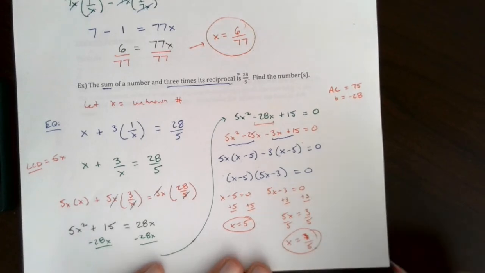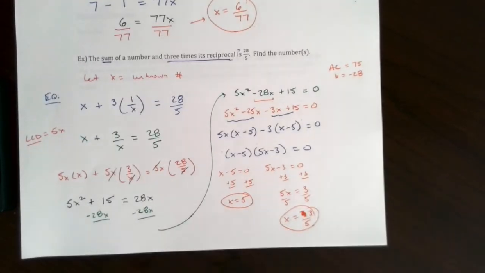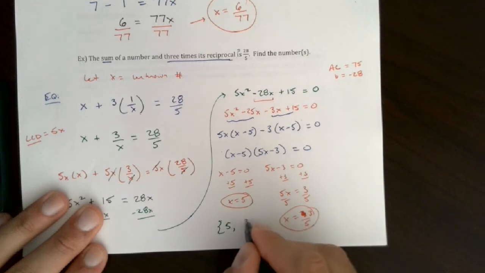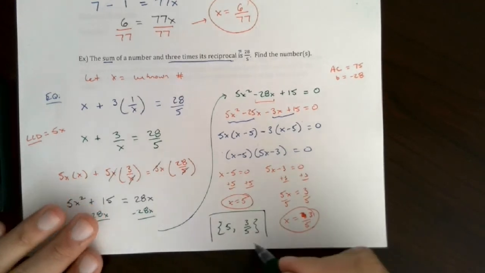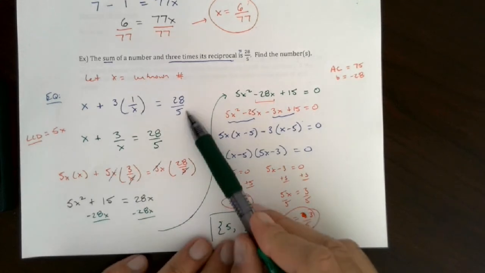So I had 2 answers. Right, that's a 3 there, might not be clear. So I get 2 answers, right? So my solution set, I can write as 5 and 3/5. Remember the curly brace is indicating it's set notation, right? And these are the solutions that make this original equation true.